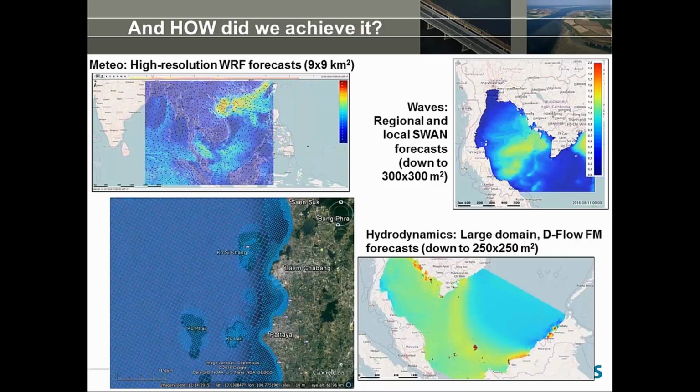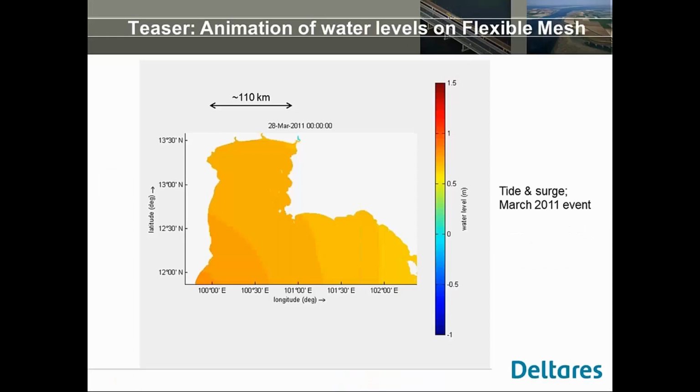So we cover the entire southern part of the South China Sea, but being flexible mesh, we still go as fine as 250 meter resolution along the coast. On the bottom left, you see an illustration of such a grid. You can have a coarser grid where waters are deeper or where there are fewer features to simulate, and you refine along islands or the coastline.